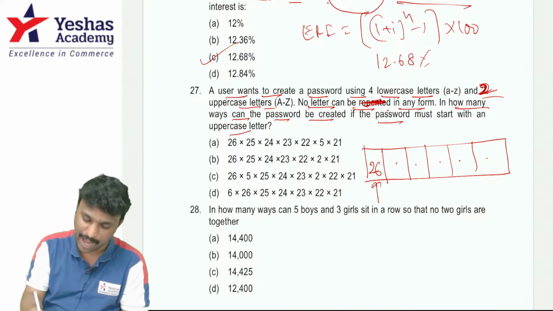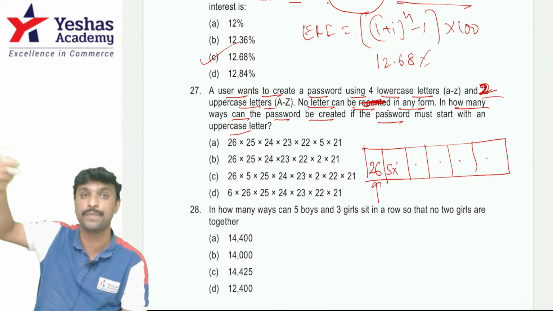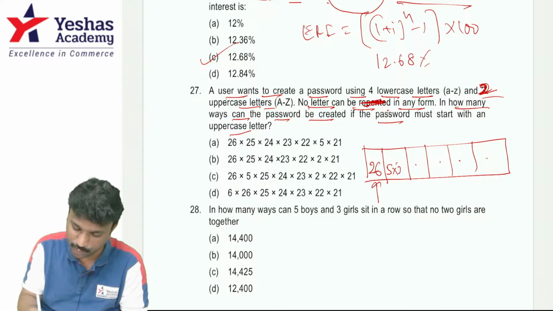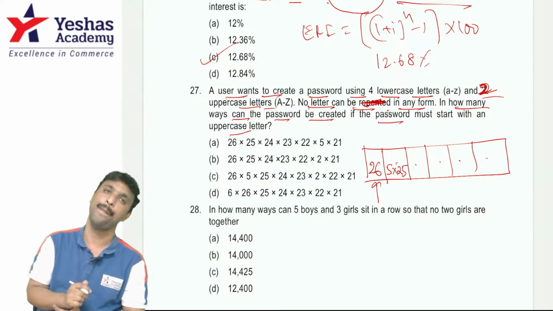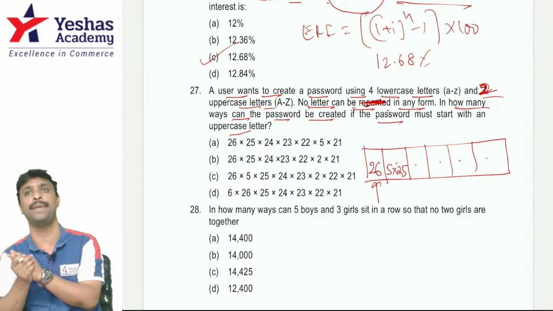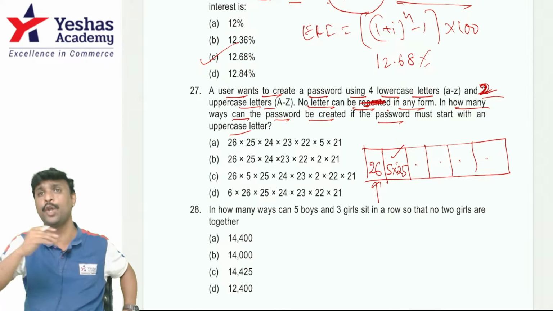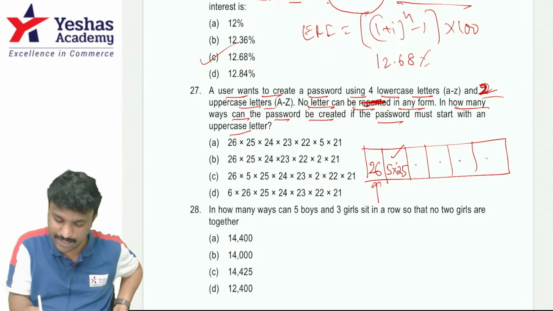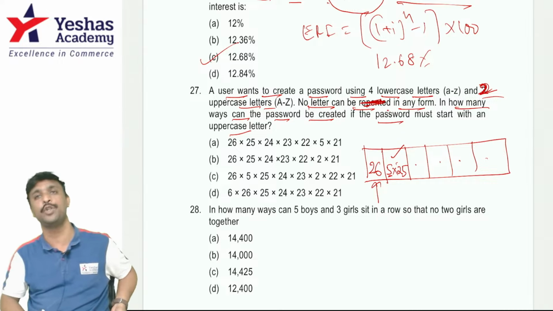Yes or no? So why? I have got 5 options to pick which position. And then I have got 25 ways to fill that particular position. So I am done with the 2 uppercase letters. See, this second uppercase letter can go in any of those 5 positions. Since I have got 5 options, I have written 5 into 25.